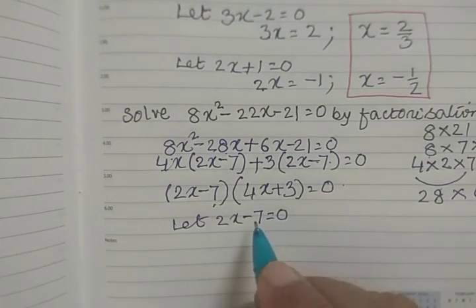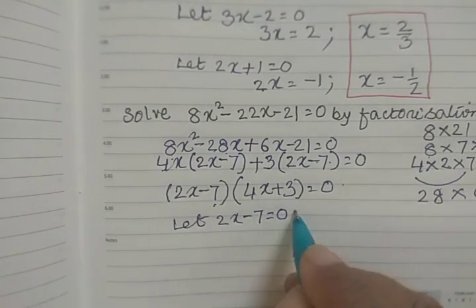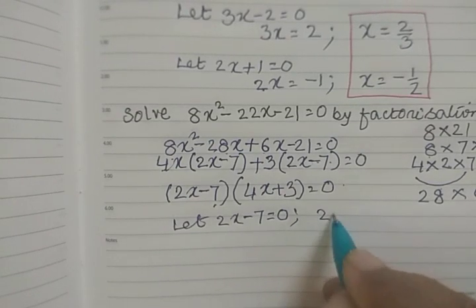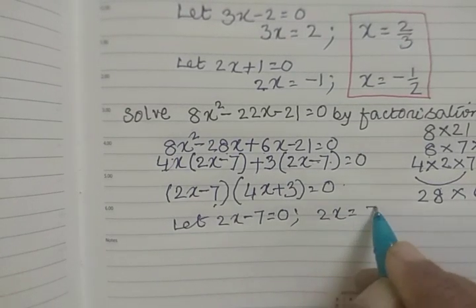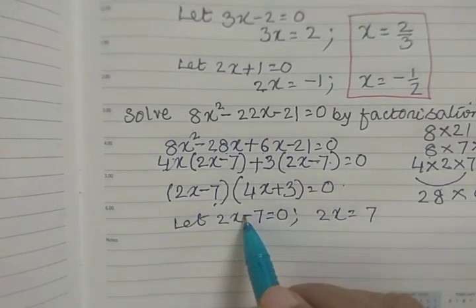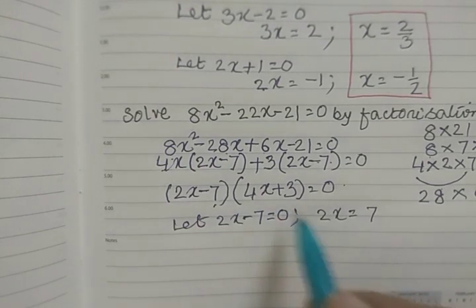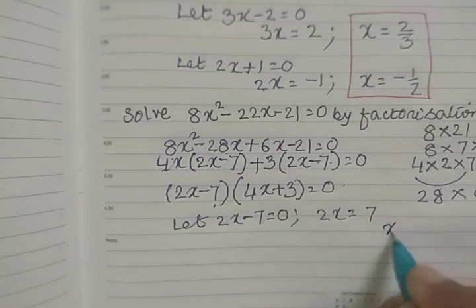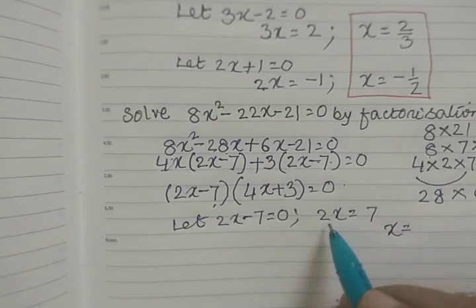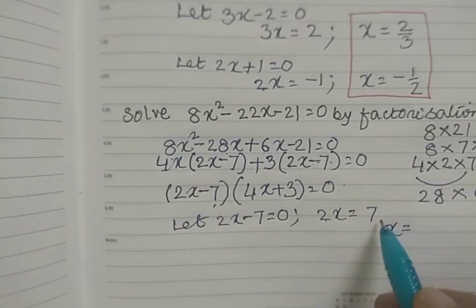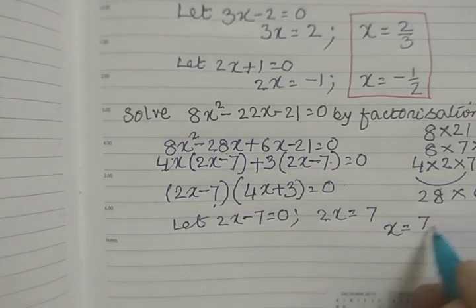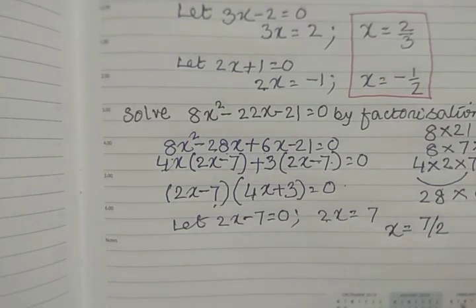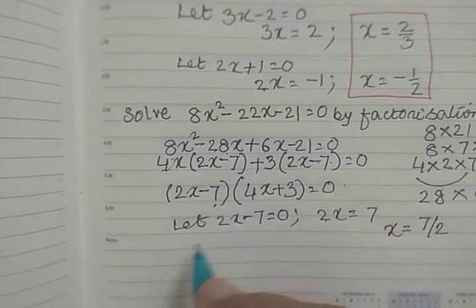Then what happens? Let us take this minus 7 to other side. 2x is equal to 7. The reason is here it is a minus. If you take other side, it becomes a plus. Or x is equal to, here 2 multiplying, other side it divides 7 by 2. Clear?